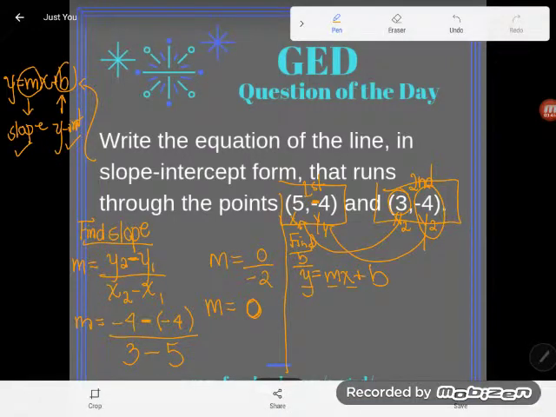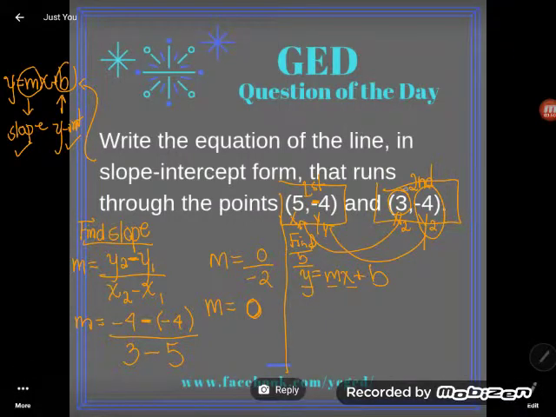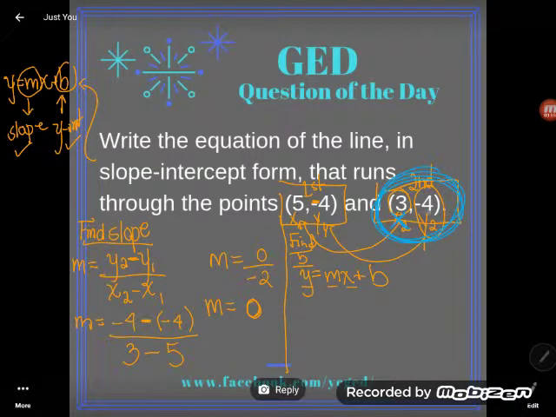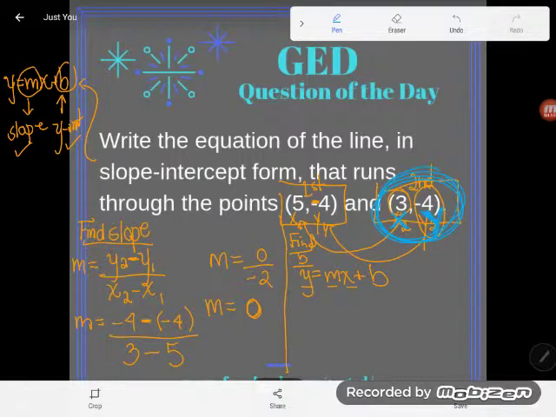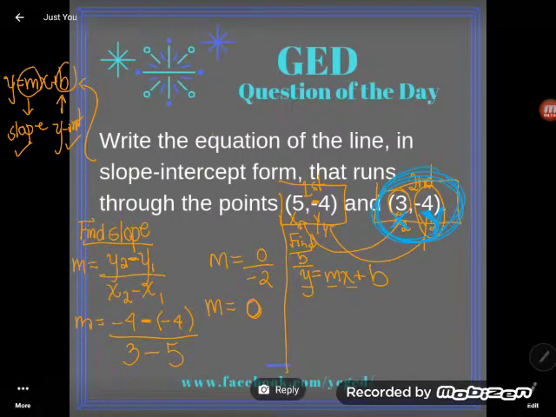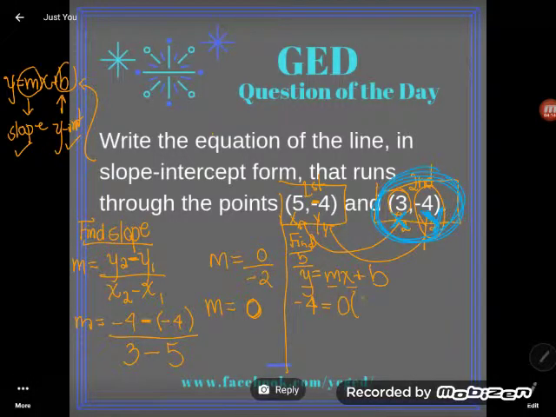So let's see, which one of these points shall we use? I'll pick up a different color so you can see what I mean. I think I'll use this one, (3, -4), for my x and my y value. And it doesn't matter which one you use. You could have just as easily used the other one. You'll get the same answer. So that means that my y is -4, because it's the y value in the point I chose. Now my m, I just found it, is 0. My x is 3, and my b is what I don't know and I'm solving for.